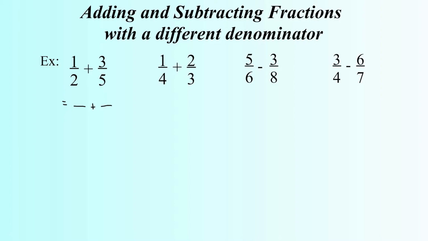We've got to find the lowest common multiple of 2 and 5. Now, if you think about the times tables, we've got the 2 times table and the 5 times table. The first number that appears in both those times tables is 10.